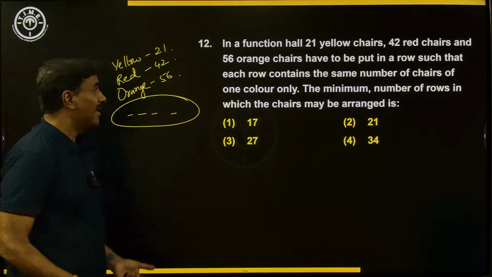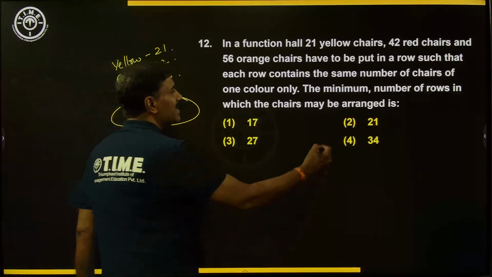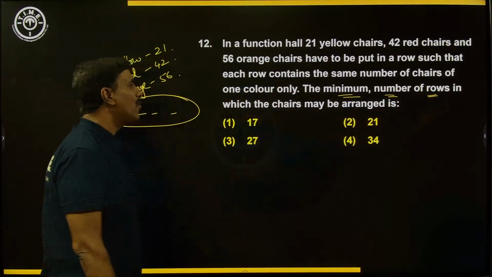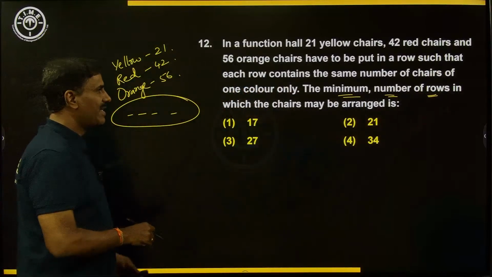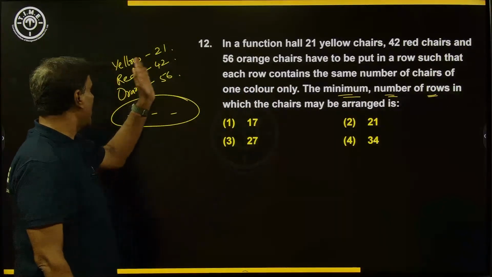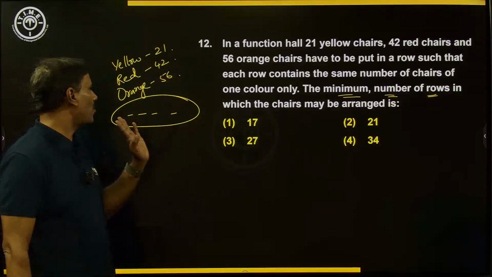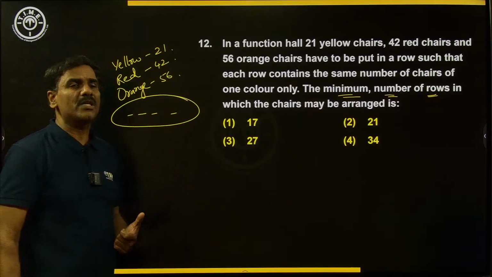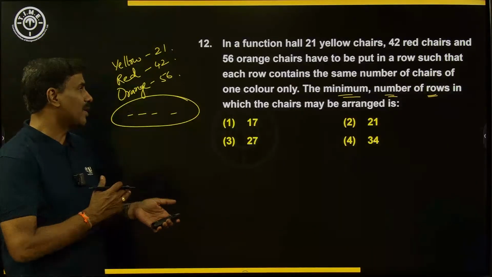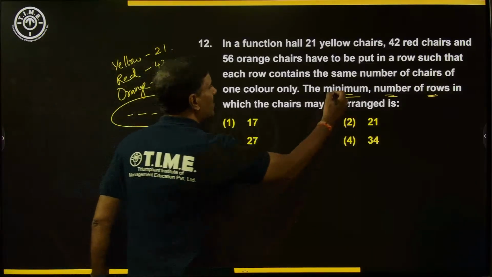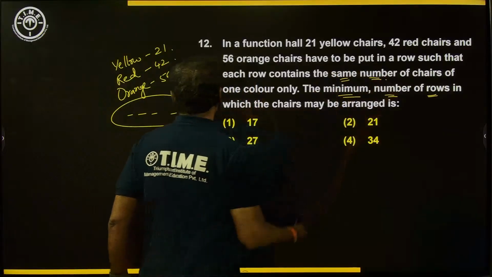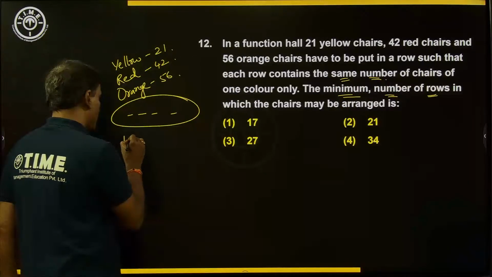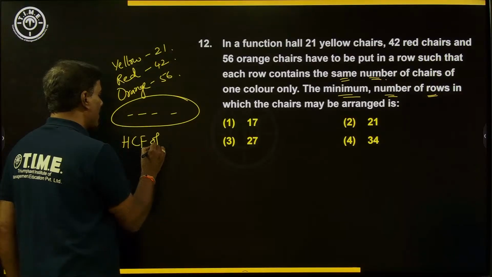So that is possible, and that too we are looking at minimizing the number of rows. If we only want a minimum number, putting all yellow in one row, all red in one row, all orange in one row makes it 3 rows. But we should have the same number of chairs per row also. To have that satisfied, the number of chairs per row cannot exceed the HCF of the given numbers. So what are the numbers that we have here?